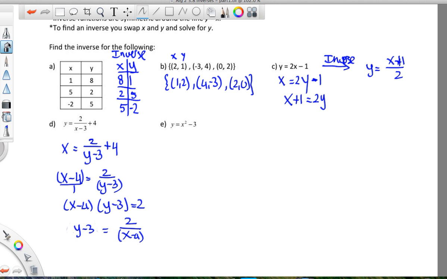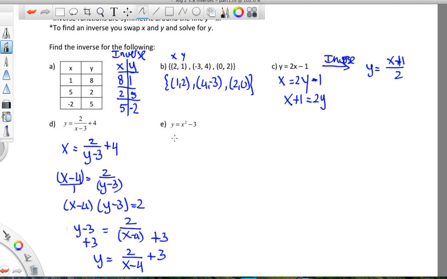And then to finalize this, you could add 3 on both sides, and so you add 3 over here because it's not a fraction, so it doesn't belong there. So the inverse of that function was y equals 2 divided by x minus 4 plus 3. Definitely a little more complicated, but it is possible.